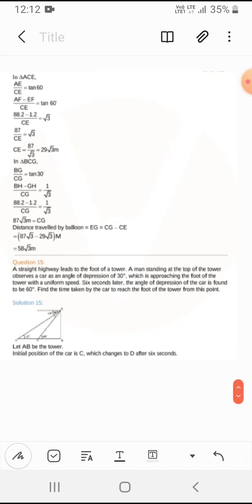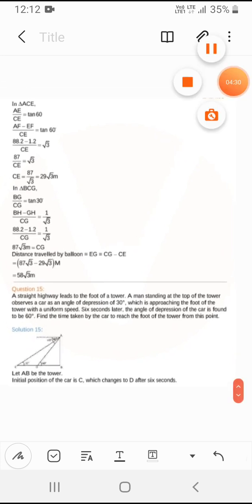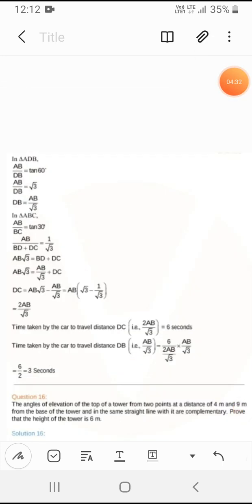And next, they have given a straight highway leads to the foot of the tower. So a straight highway is there, the foot of the tower, and the angle of depression of the car is 30 degree, and the car is moving at uniform speed, and 6 seconds later the angle of depression of the car is found to be 60 degree. So we have to find the time at which the car reaches the foot of the tower. So let's take AB by DB is equal to tan 60. So AB by DB is equal to root 3. So DB is equal to AB by root 3.